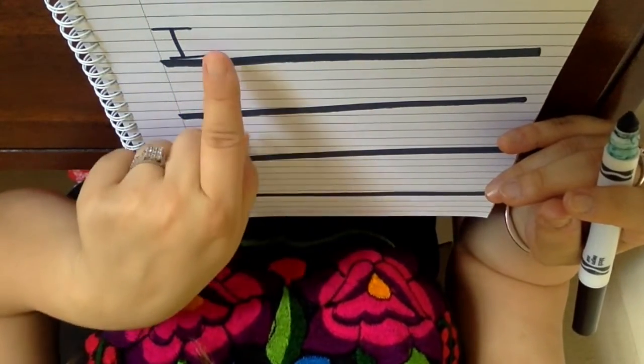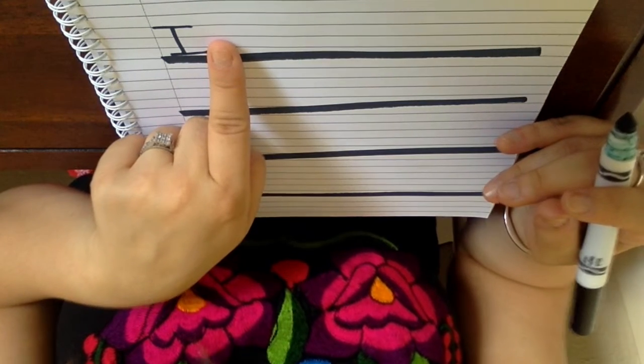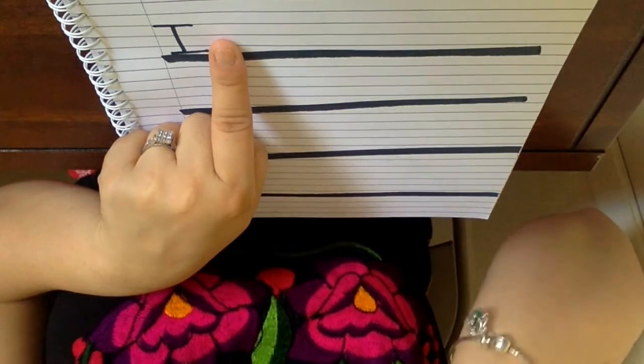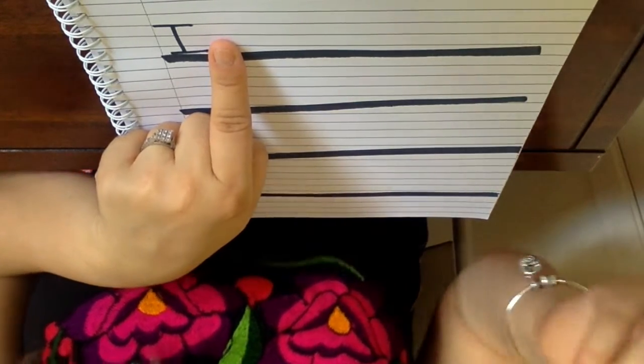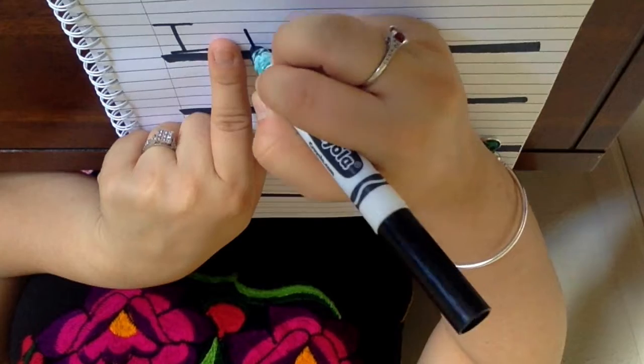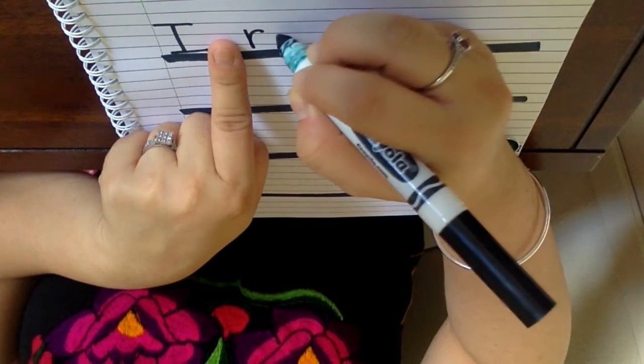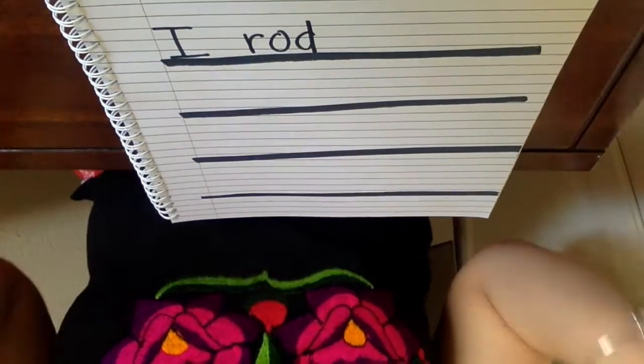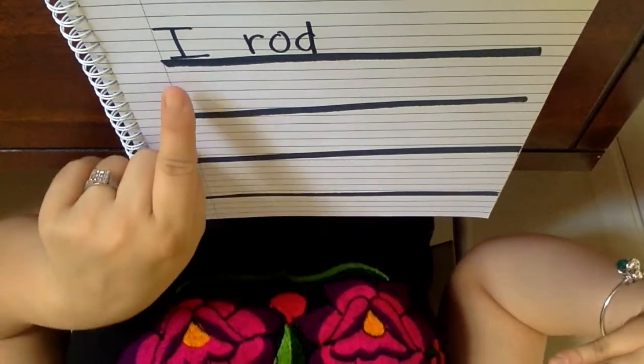So I already have I. I'm going to add in a finger space, and I'm going to stretch out my word rode. You can go ahead and shout out the letters if you want to match the letter with the sound that I'm saying. O, D. Rode. So now when I go back and read my writing, I can read that.